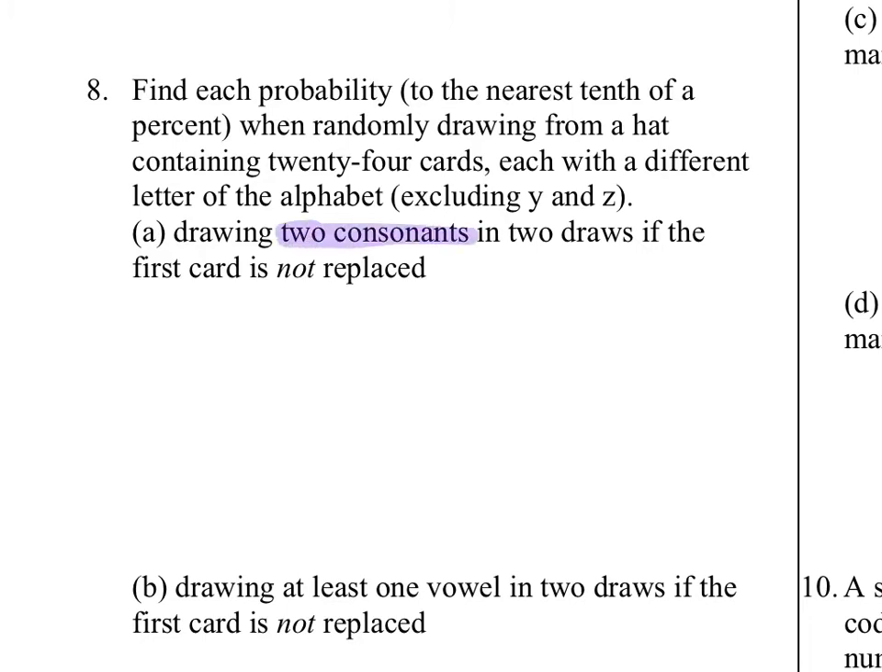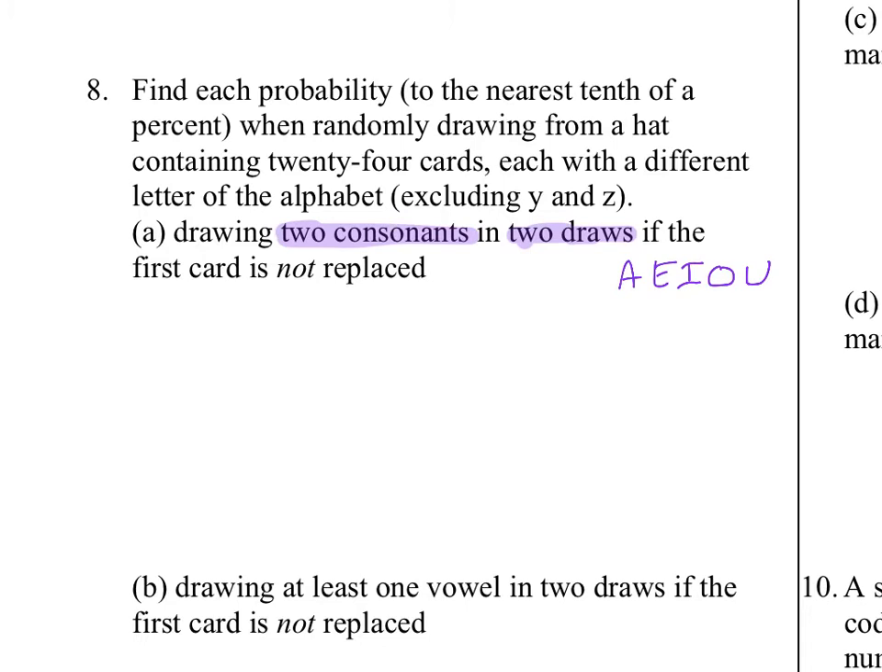2 consonants in 2 draws. Okay, we still first have to figure out how many consonants we have. Well, there are 5 vowels, right? There's A, E, I, O, U. Y is not in there, so we don't need to worry about it. So we have 5 vowels.